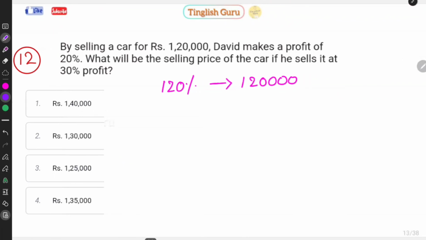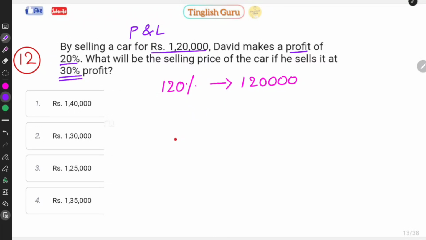Next, this is a profit and loss question. Here, by selling a car for rupees 1,20,000, David makes a profit of 20%. Next, what will be the selling price of the car if he sells it at 30% profit?